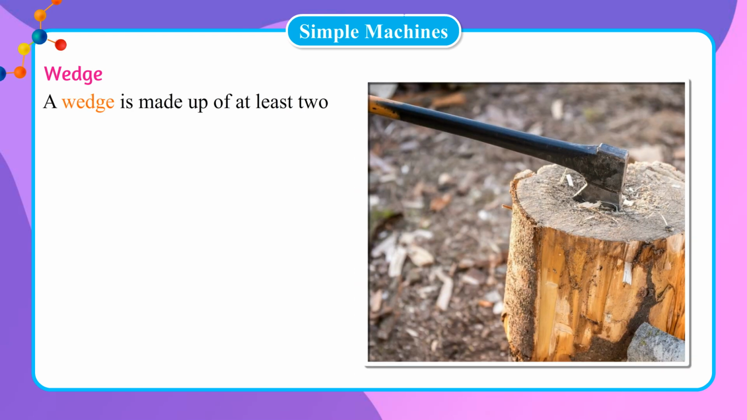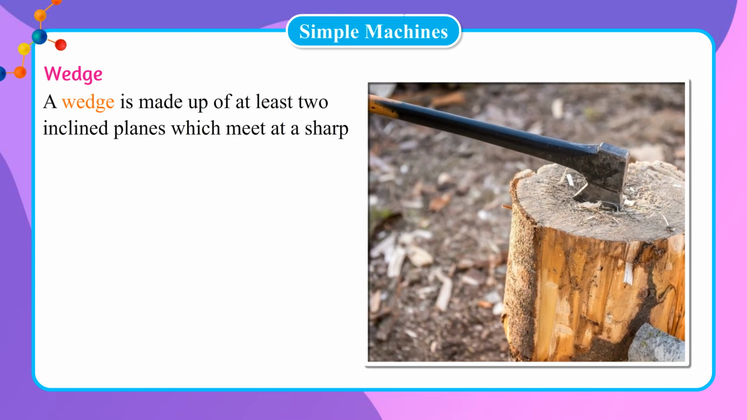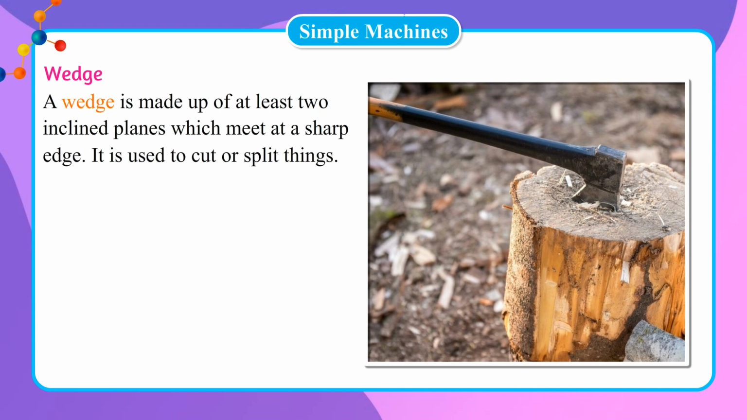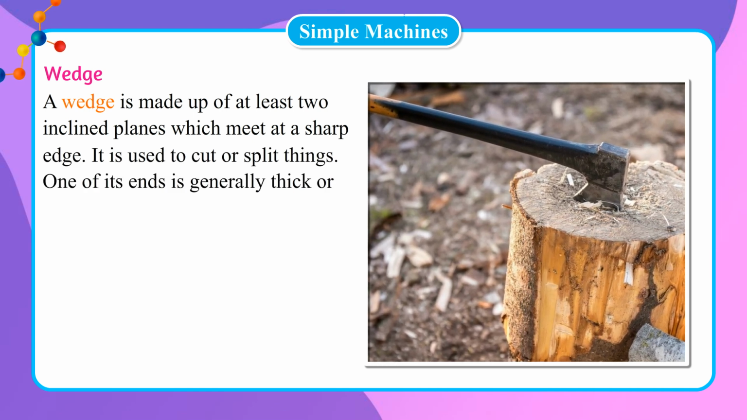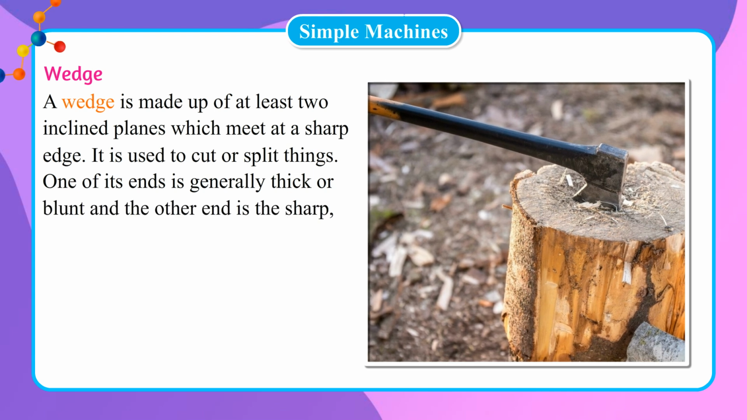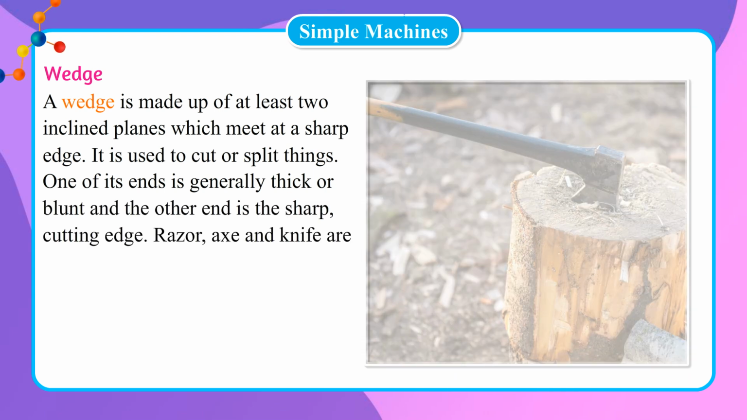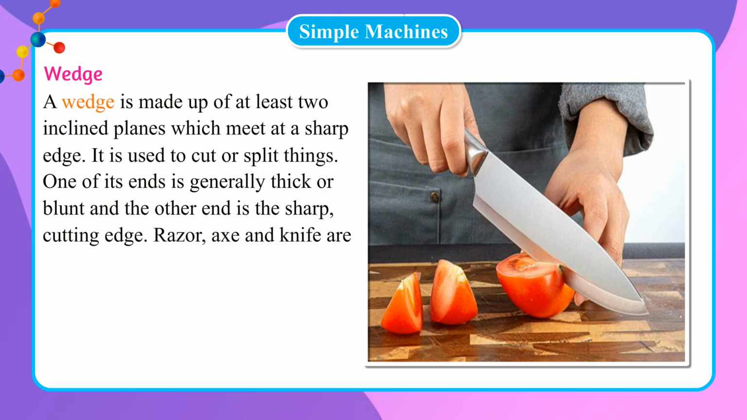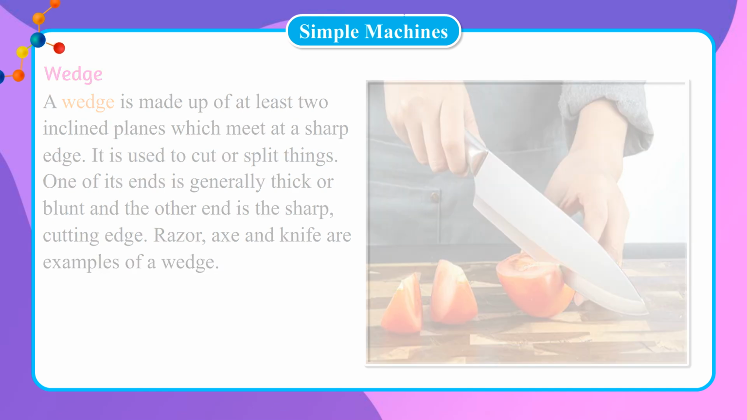Wedge. A wedge is made up of at least two inclined planes which meet at a sharp edge. It is used to cut or split things. One of its ends is generally thick or blunt and the other end is the sharp, cutting edge. Razor, axe and knife are examples of a wedge.